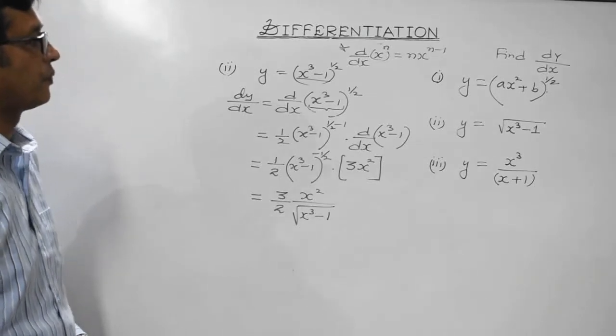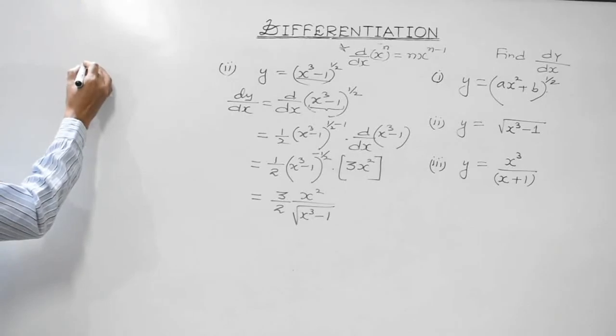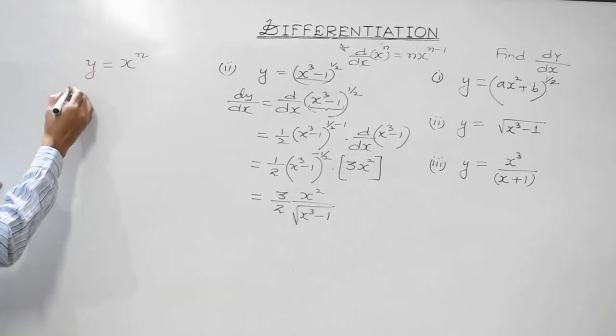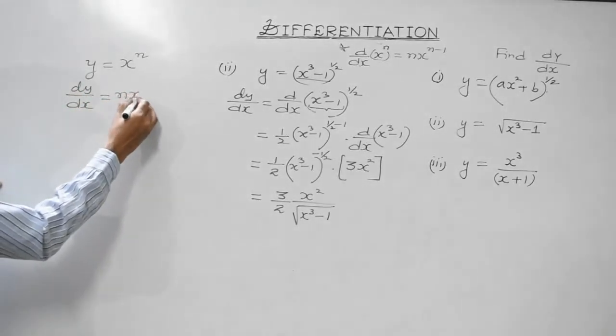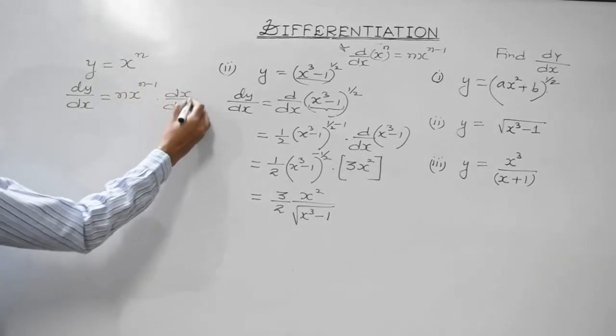Right? So again I repeat. Basically, if y is equal to x to the power n, then dy by dx is equal to n x to the power n minus 1 into dx by dx. This we don't write.